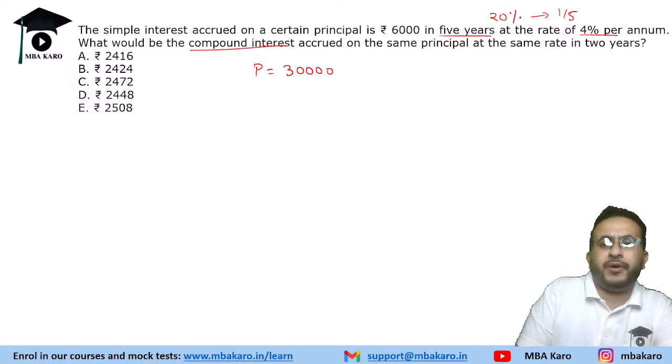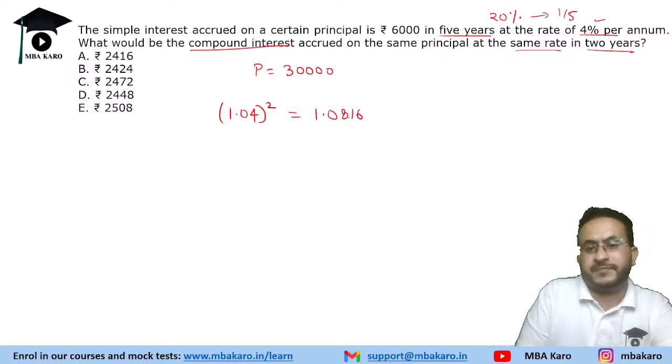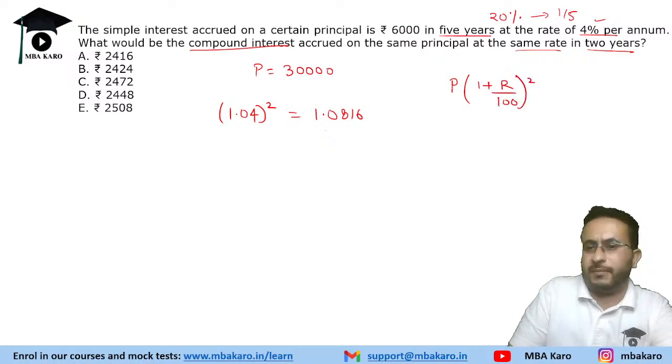Now we need to find compound interest, same rate. So rate will be 4% in 2 years. Now you should know that 1.04 square is equal to 1.0816. ठीक है, और आपको क्या करना होता है इसको, what we do is we say P into (1 plus r/100) whole square, this part is amount, and when you subtract the principal you get the compound interest. So ये आपका निकल के आ जाता है.